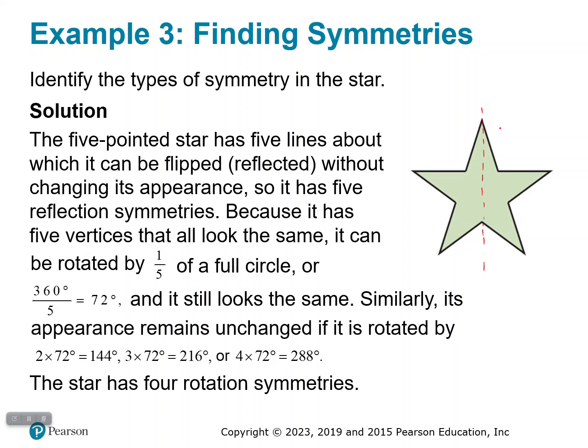But it has 5 vertices that all look the same. It can be rotated, right? I could rotate this one down here. Everything just gets rotated. And I can rotate it once, twice, 3 times, 4 times. 5 times makes a whole. So 1/5 of a circle, which is 72 degrees, and it still looks the same. We could do any multiple of 72 degrees, right? So 72, 144, 216, 288, back to 360. A star is just going to be a star. So we have 4 rotational symmetries, 4 different places that this tip can end up, and 5 different reflection symmetries. A star's pretty cool.